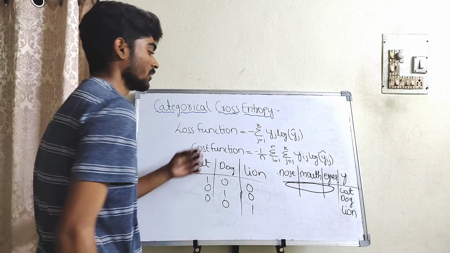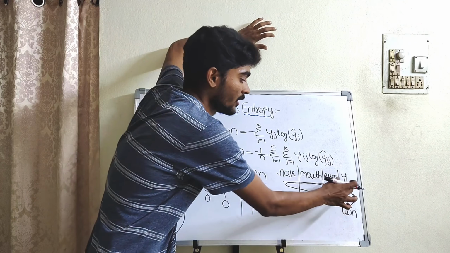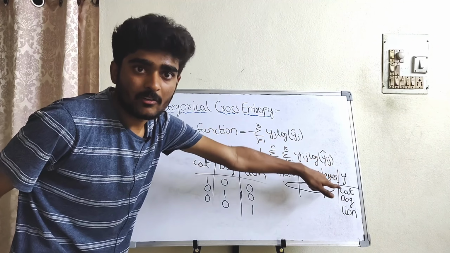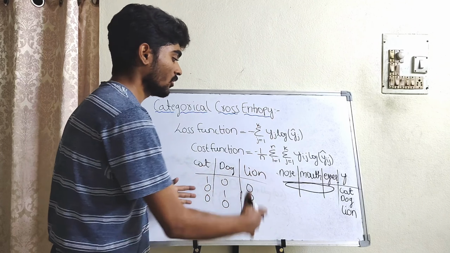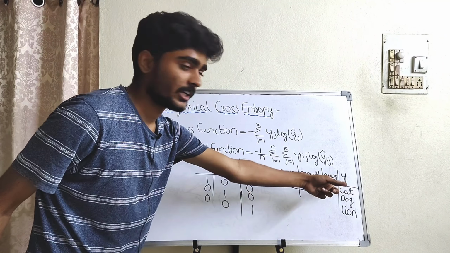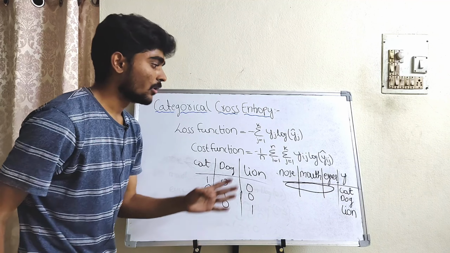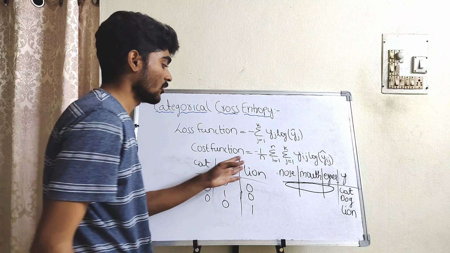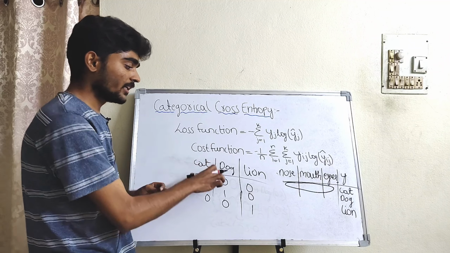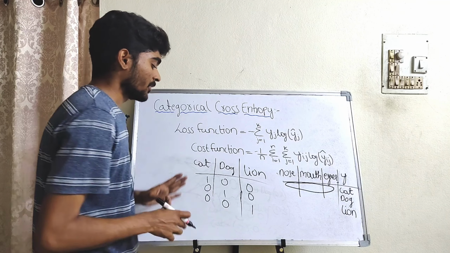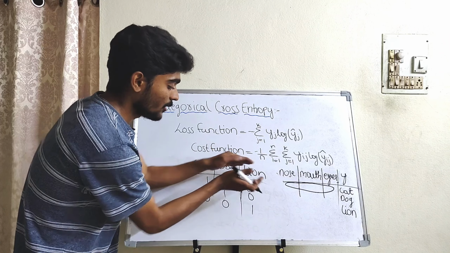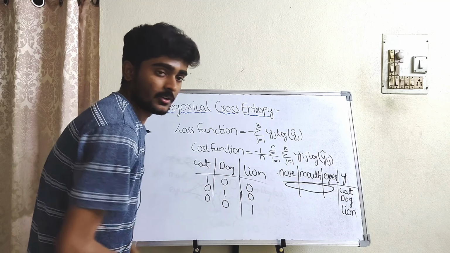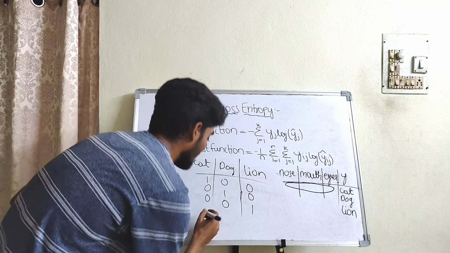First, we have divided our target variable into different columns. As we have three different classes in our target variable, we have divided it into three columns. If you have four different classes, another column is added over here. To represent cat we'll use 100, to represent dog we'll use 010, and to represent lion we'll use 001.